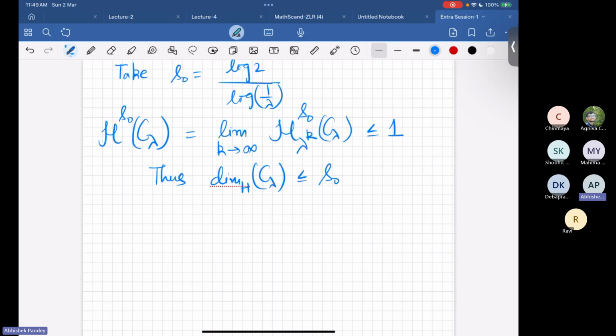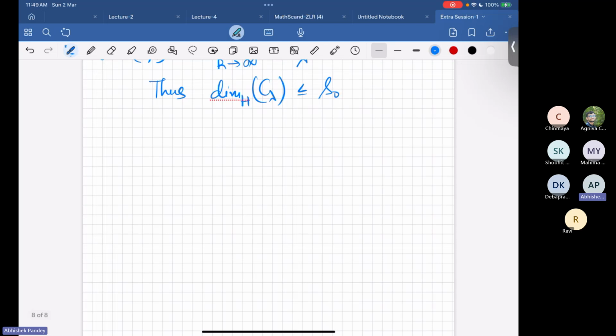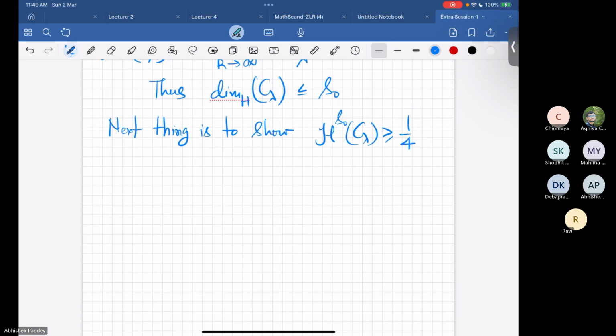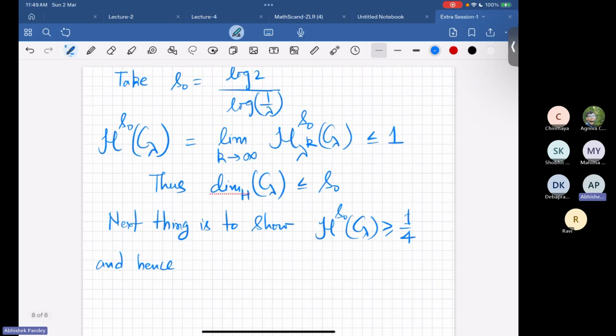Okay, so this was kind of an easy way to get the upper bound. To get the lower bound is a little bit constructive. So I will just write the lower bound. I will not mention the proof because of time restriction. So the next thing basically is to show H^{s naught} of C lambda is greater than or equals to 1 by 4. And hence, what does it mean? Can anyone tell me? What does this mean? So we have H^{s naught} of C lambda is greater than or equals to 1 by 4 and less than or equals to 1.